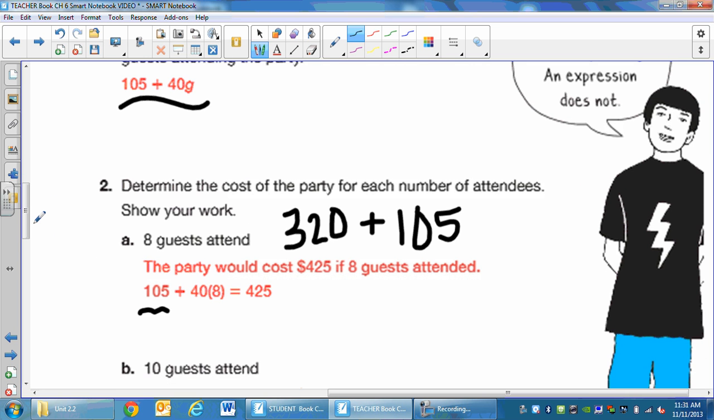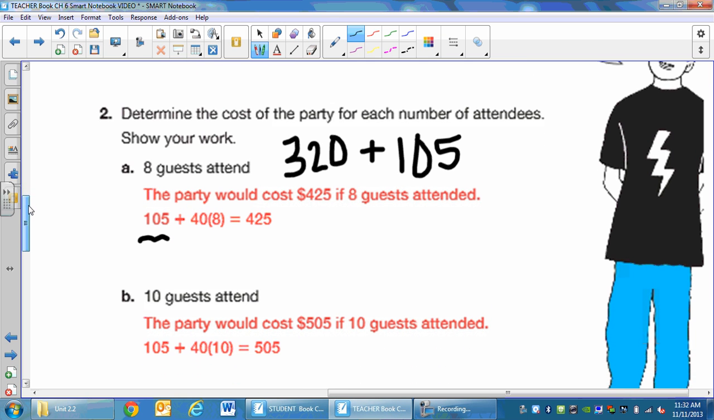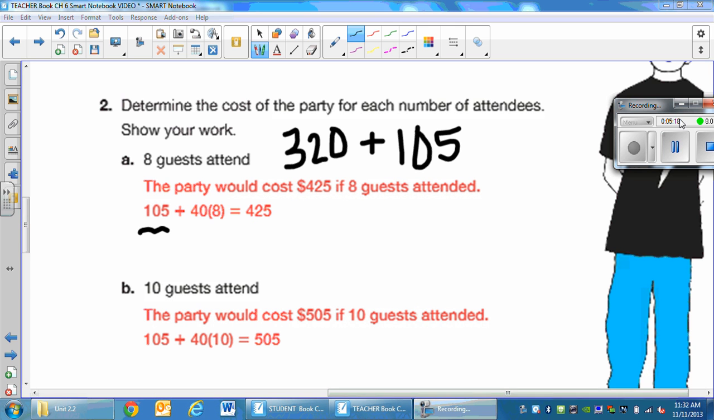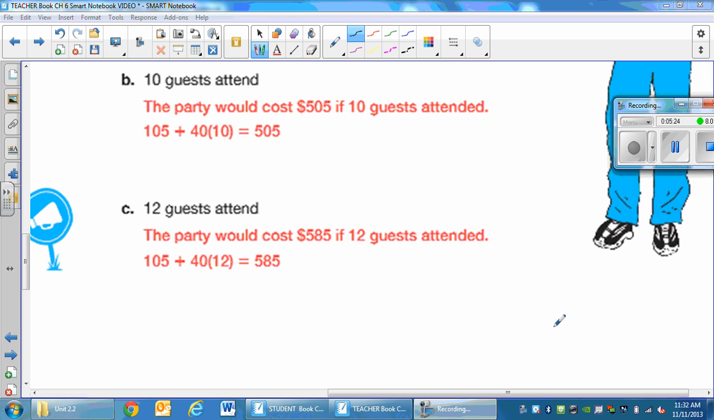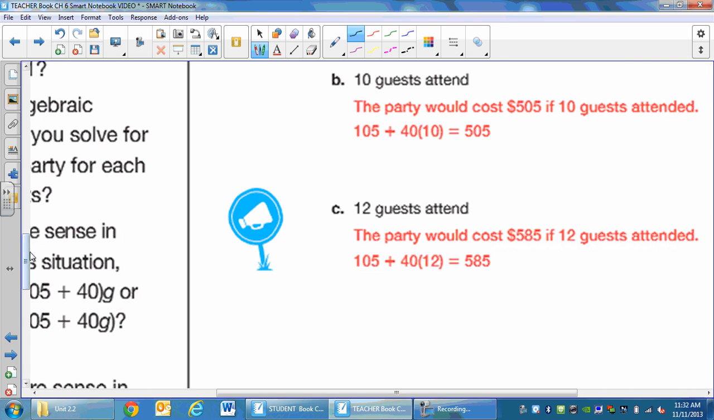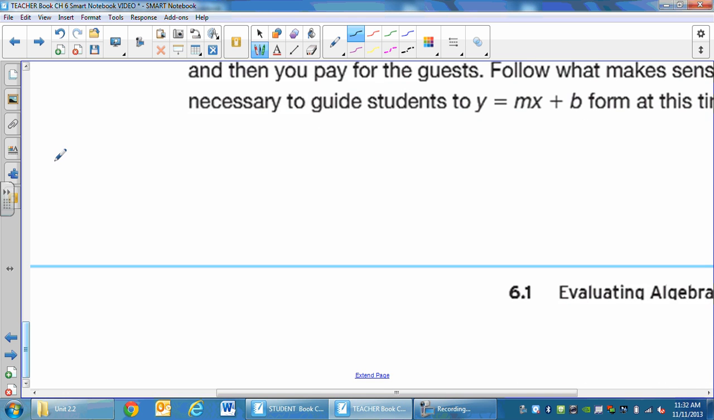Let's try letter B. Letter B says 10 guests. So now where your G is, plug in 10. So 10 times 40, 400, and then 400 plus the price to rent, 105, would be 505. Go ahead and finish problem 2 and press play when you're ready. All right, so we have C here, and you should have got $585.